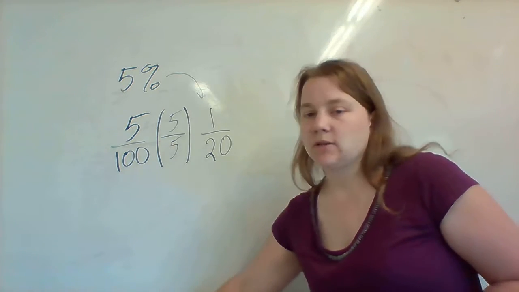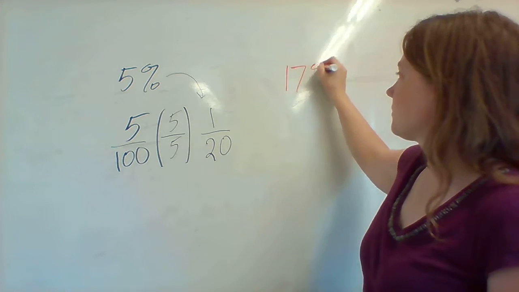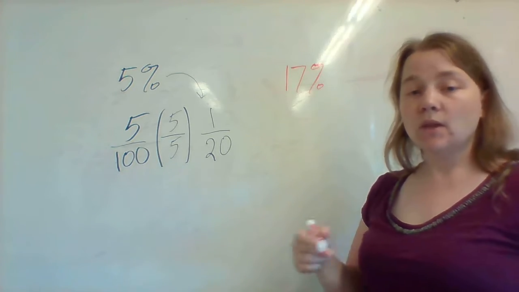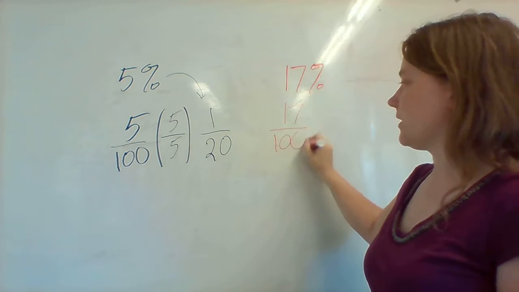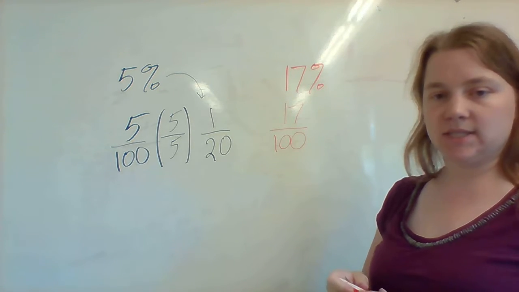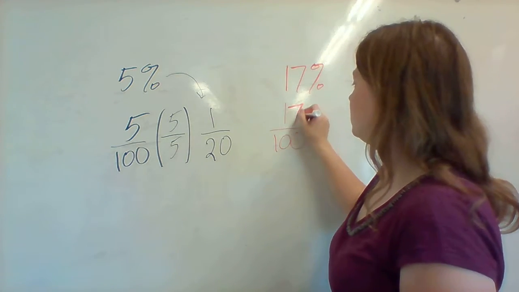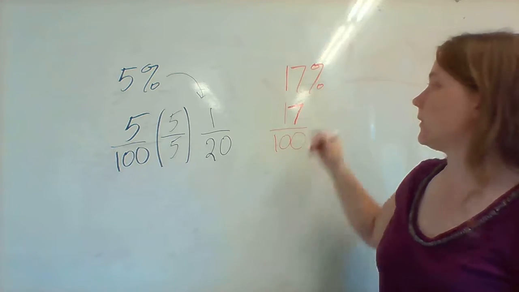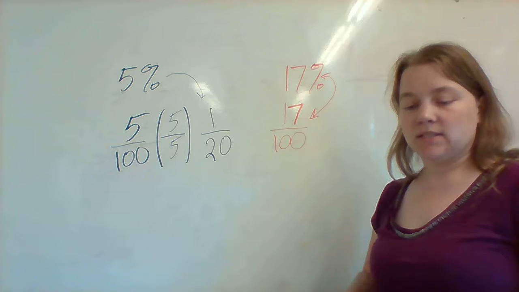Let's take a look at another example. Let's take a look at 17%. Percent means out of 100, which means we're going to take 17 and put it over 100. There's nothing that goes into 17 that can go into 100. 17 does not go into 100. So my answer is just 17 over 100. These mean the exact same thing.